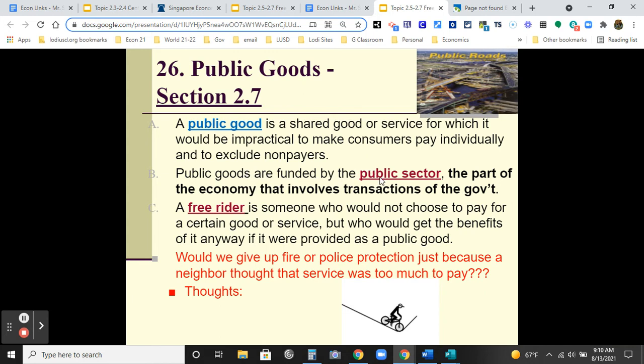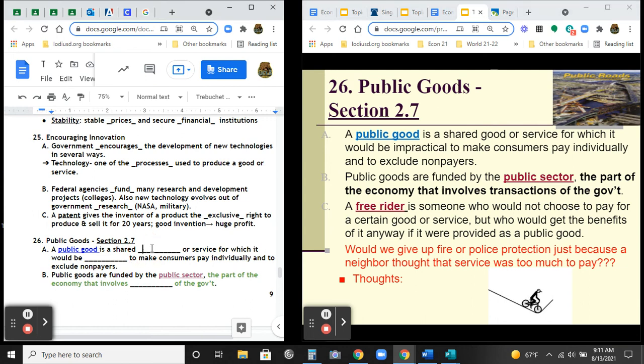Public goods are often funded by the public sector, the part of the economy that involves transactions of the government. Let's start writing some things in now. It's a shared good or service. It is the product, but it could be a service too, like, I don't know, DoorDash. Well, I don't know if that would be considered a public good. Maybe a ferry would be a public good that is a service, or being able to use the bridge, that kind of thing.